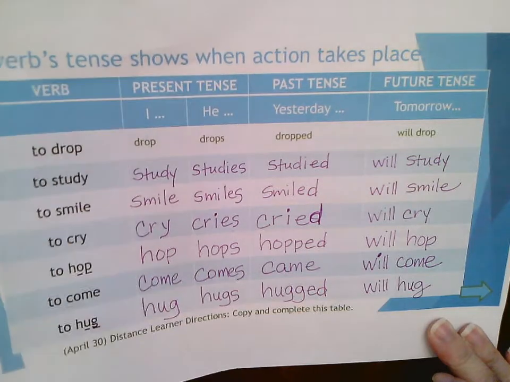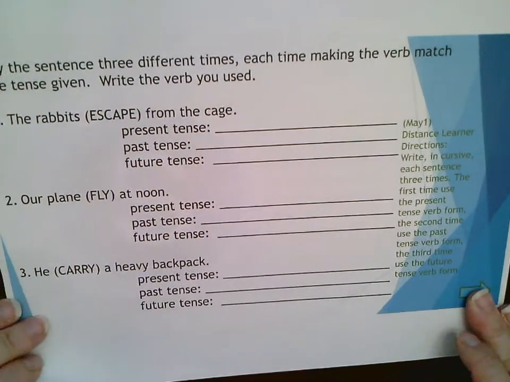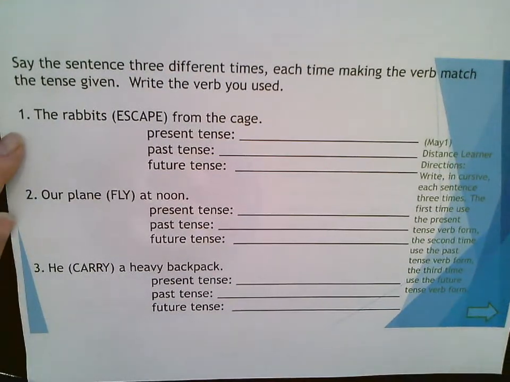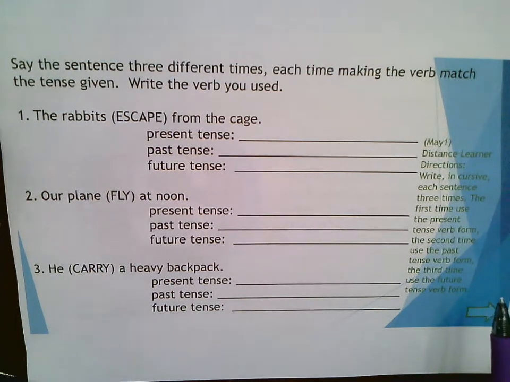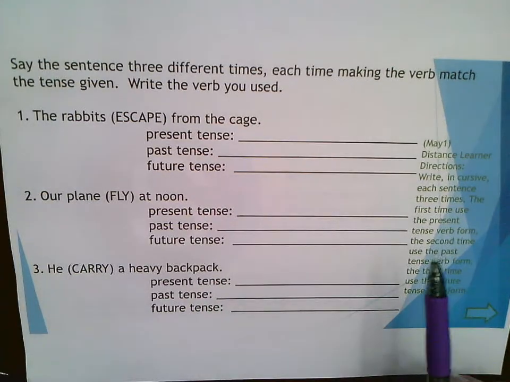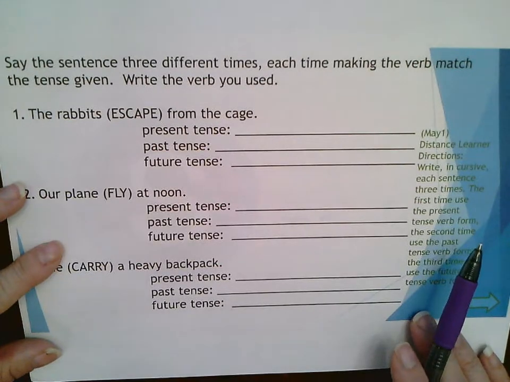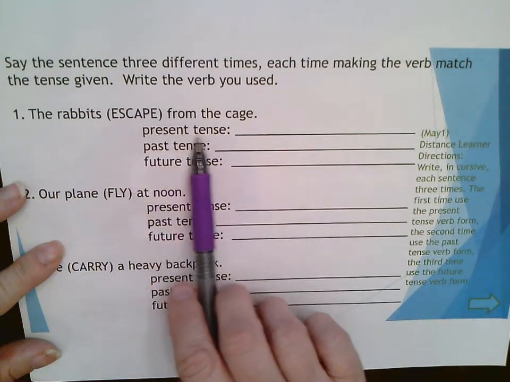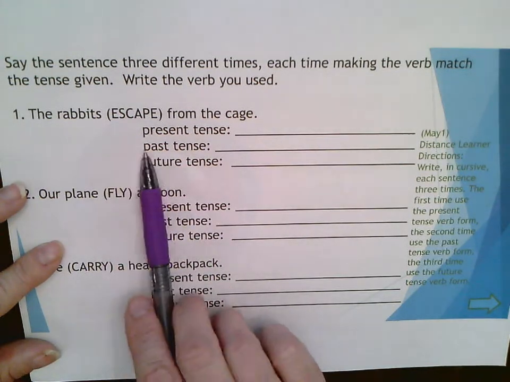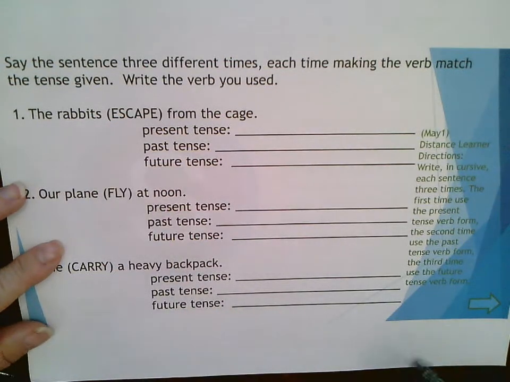Okay, let's go to the next exercise to review. There are 3 sentences here. We're going to read the sentence, and each time we're going to make the verb match the tense given. So what that means is the verb is in parentheses, and we're going to give what the verb is in the present tense. Then we're going to go back and put that same verb in the past tense. And then we're going to go back and put that verb in the future tense.